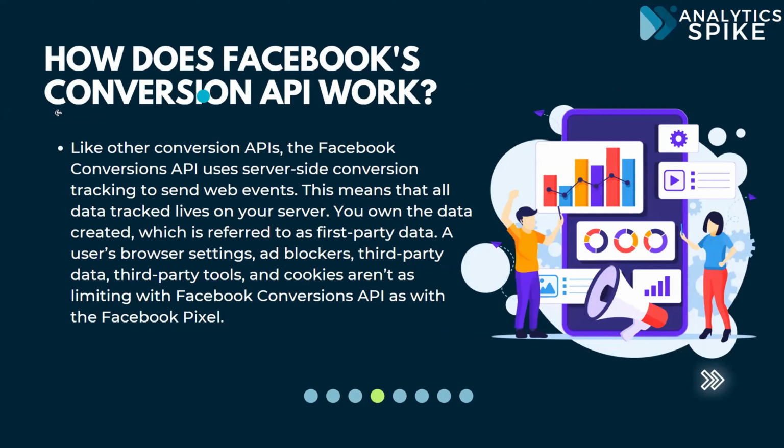How does Facebook conversion API work? Like other conversion APIs, the Facebook conversion API uses server-side conversion tagging and sends web events. This means that all data tracked lives on your server. You know, the data created is referred to as first-party data. User browser settings, ad blockers, third-party tools and cookies are not as limiting with Facebook conversion API as with the Facebook pixel.